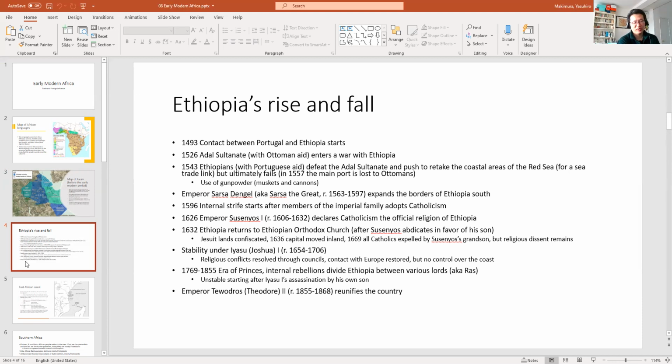The point here that I want to get across is that contact with the Portuguese certainly benefited Ethiopia temporarily. They were able to regain the port, but in the long run, it basically just meant that the Ethiopians got this wave of Catholic conversions and religious dissent.